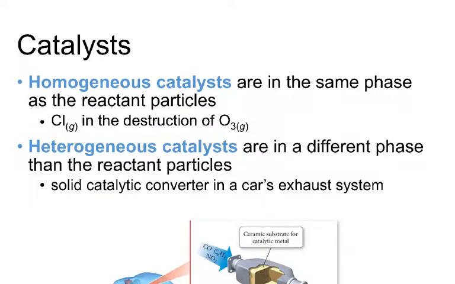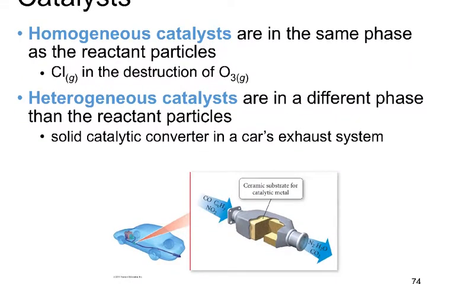We have some terms for catalysts. Homogeneous catalysts are in the same phase as the reactant particles. So the example we just looked at is a homogeneous catalyst. A heterogeneous catalyst is in a different phase. An example there is the catalytic converter in your car's exhaust system. It basically allows for these more dangerous molecules to adhere to a surface and react with each other, and then give off less dangerous gases.